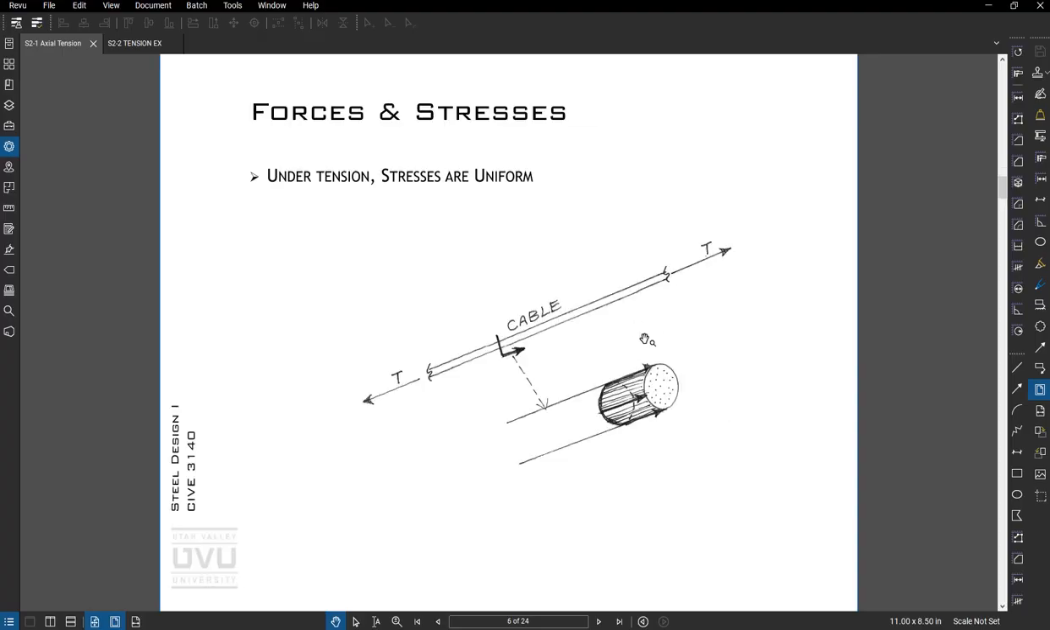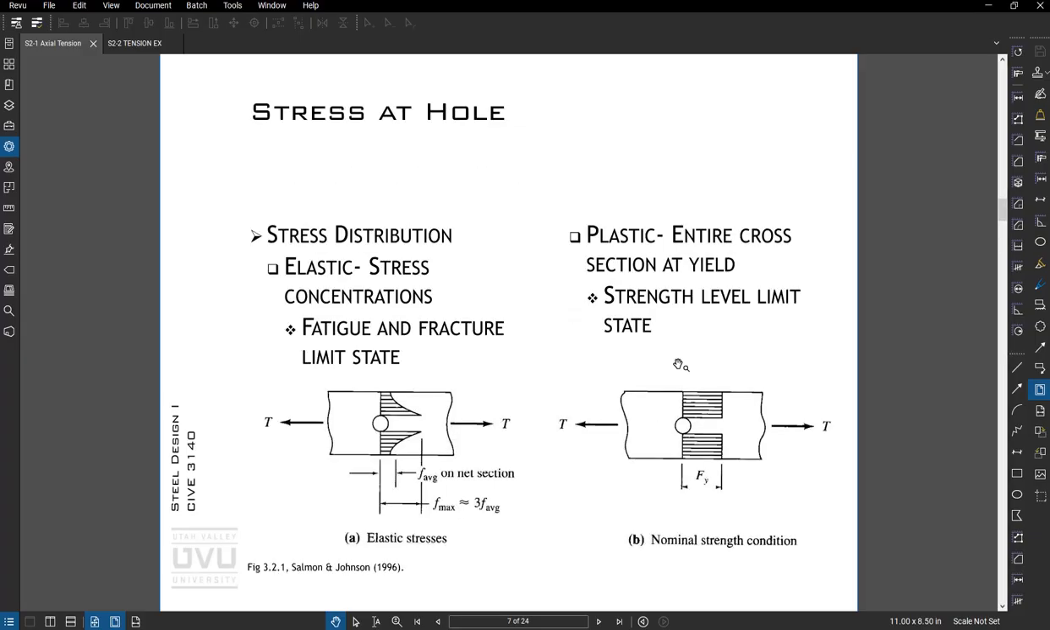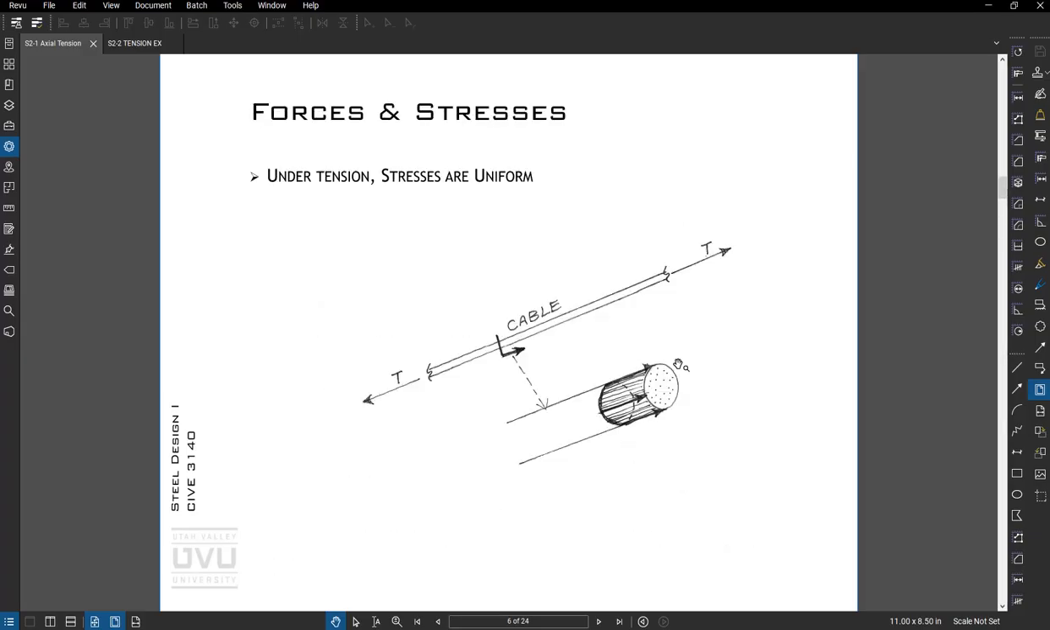Kind of looking at uniform tension stress. If we have a cable that we're pulling on, we cut it and take a look at it, we'll have uniform stress across the entire thing. And if we go back to mechanics of materials, this stress would be equal to the tension force divided by the cross-sectional area.